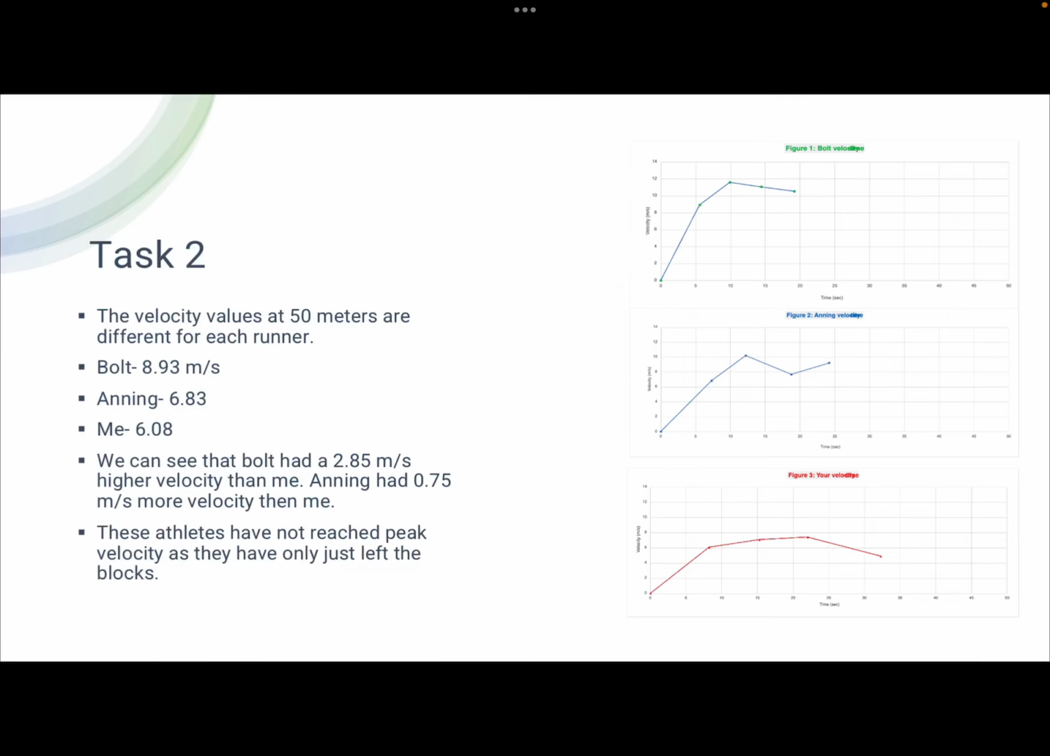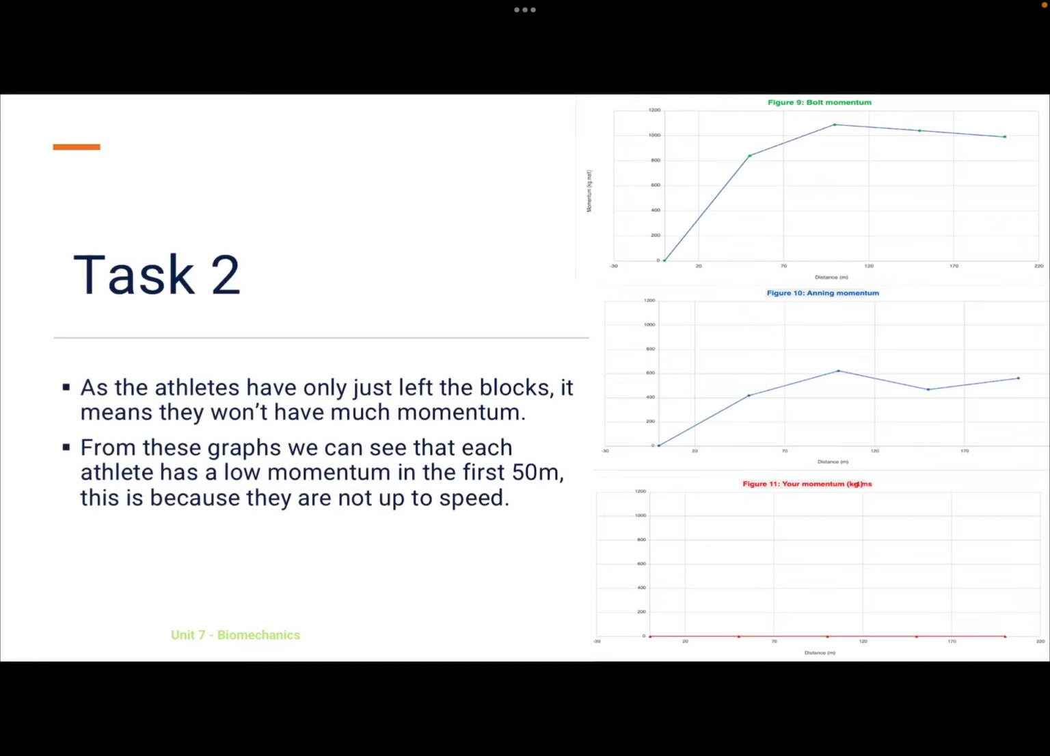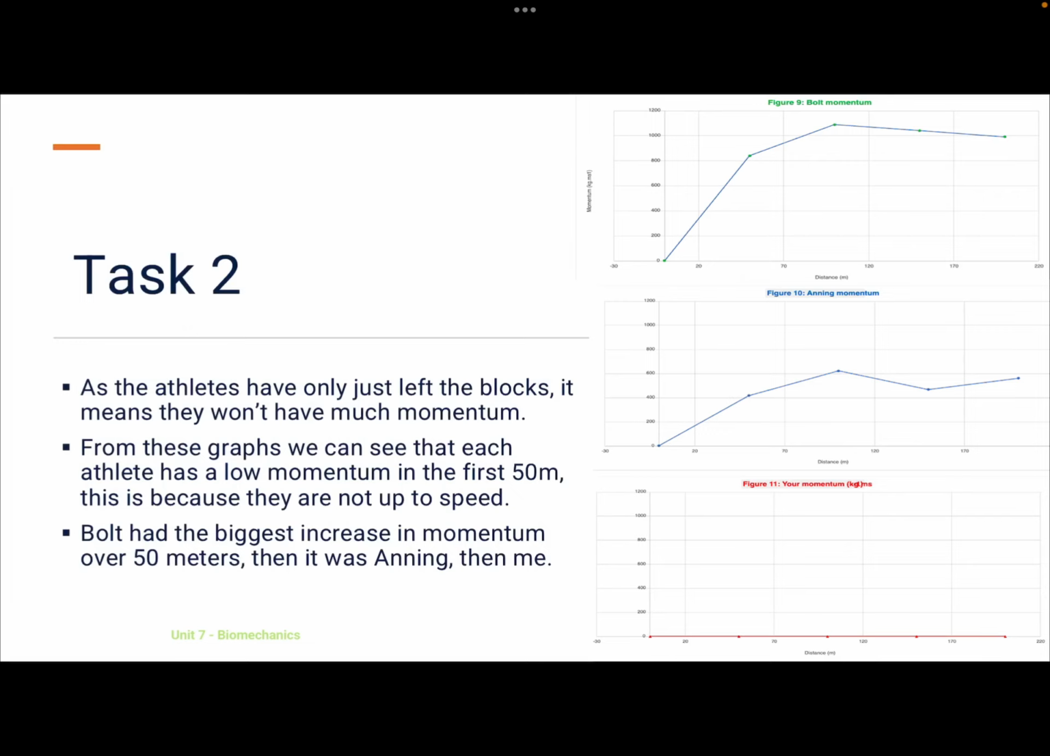These athletes have not reached peak velocity, they have only just left the blocks. As the athletes have only just left the blocks, it means they won't have much momentum. From these graphs we can see that each athlete has a low momentum in the first 50 meters. This is because they're not up to speed. Usain Bolt has the biggest increase in momentum over 50 meters. Then it was Amber Anning, and then it was me.